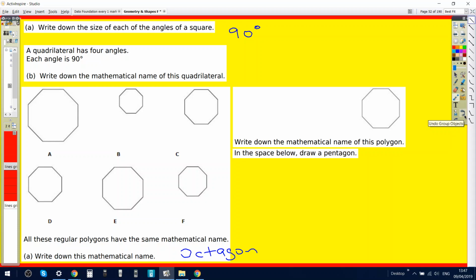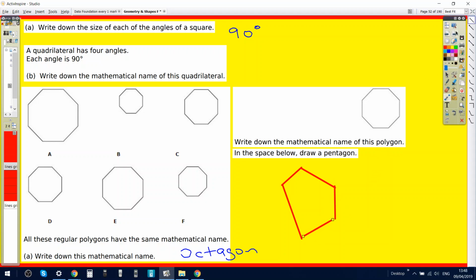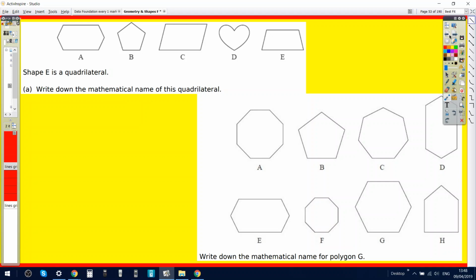Pentagon. I can't remember. I have to brush up on these shapes and names, really. So pentagon, it's like a 50p, has 5 sides. Right. And so they don't have to be anything special. They don't have to be all the same length. Right. I don't know, 4, 5. There you go. Looks weird. It's got 5 sides. Alright. That'll do.